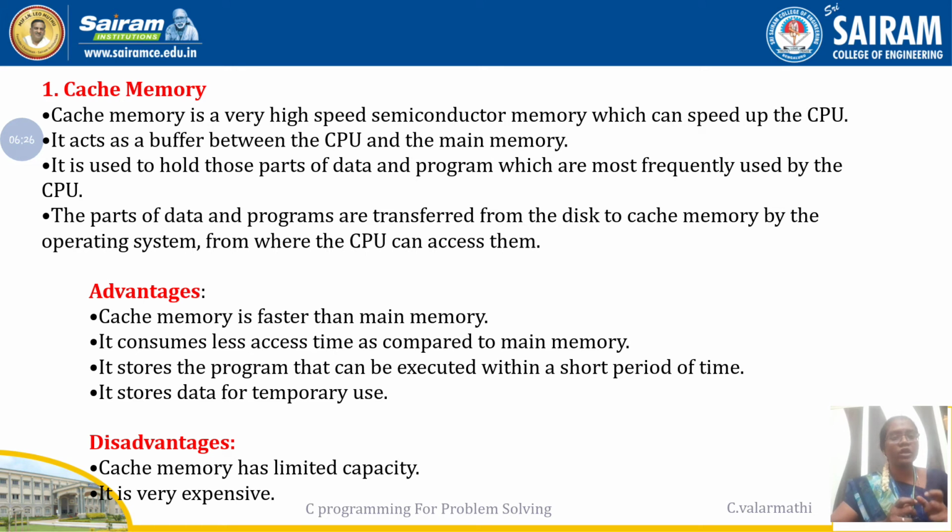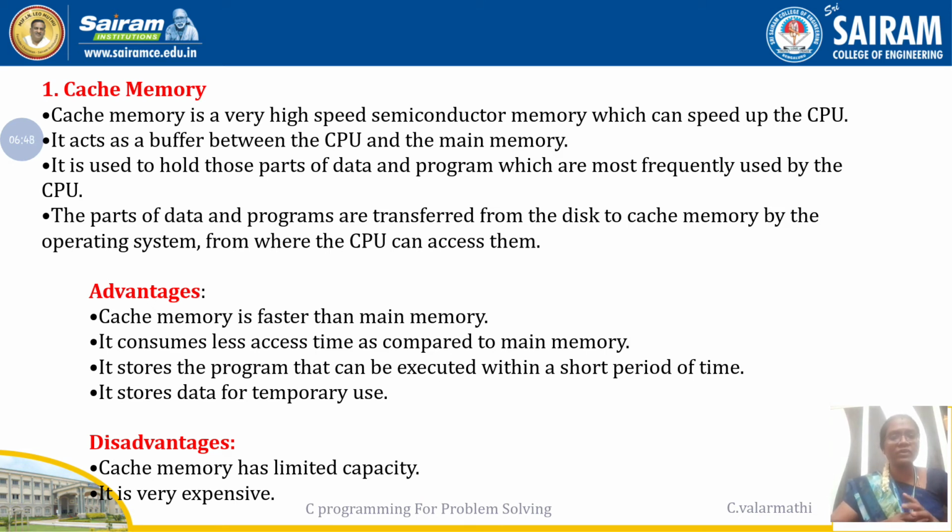So in order to get data from main memory, instead of approaching main memory, we can approach cache memory for frequently used data. When you approach the frequently used data every time, that retrieving time will obviously be reduced. So that is the main advantage of cache memory, right?